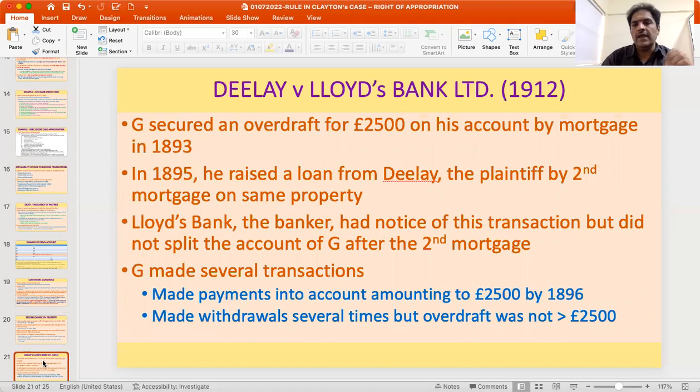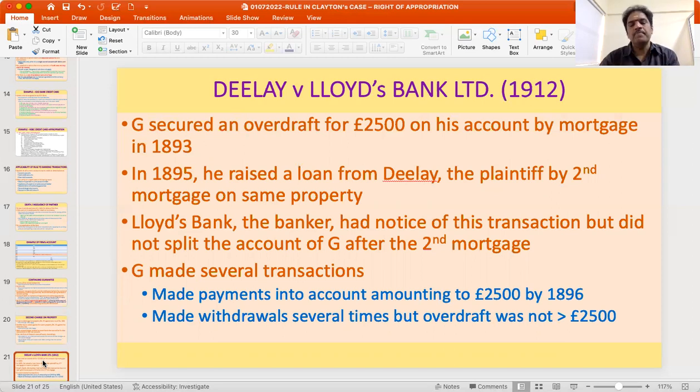A case in this regard is Devaynes versus Lloyd's Bank Limited, which is a 1912 case. Here G secured an overdraft for £2,500 on his account by mortgage in 1893. So that was the first loan for which a mortgage was there. Then in 1895, he raised a loan from the plaintiff by a second mortgage on the same property. So 2 years later, there is this.